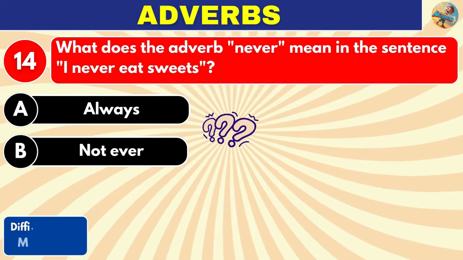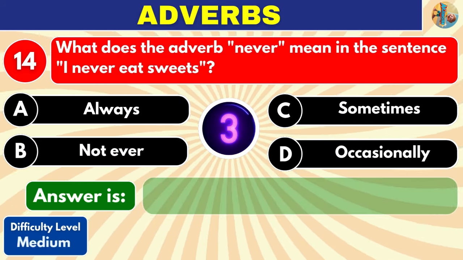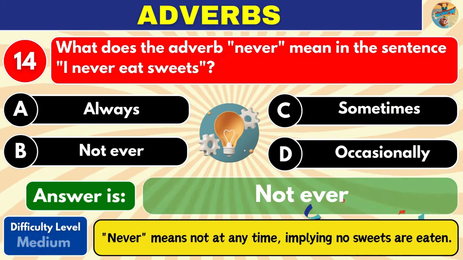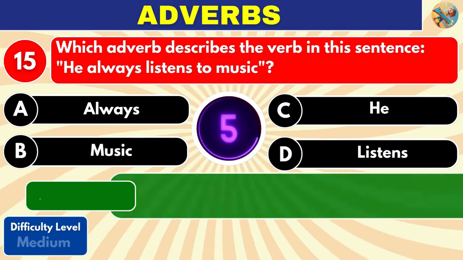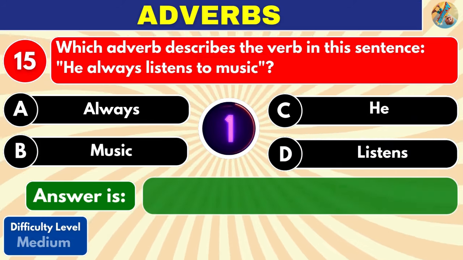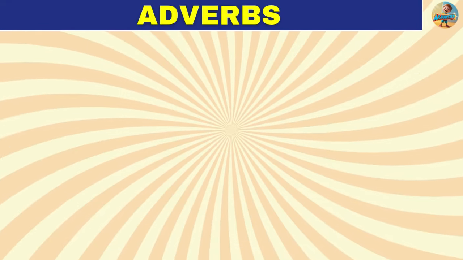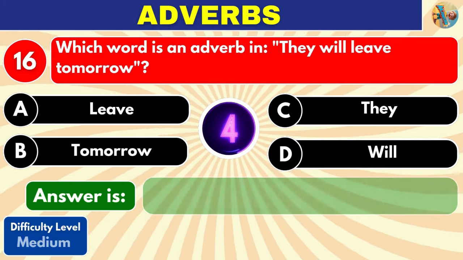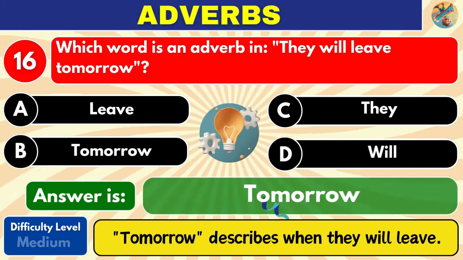Question 14 is what does the adverb never mean in the sentence, I never eat sweets? Answer 14 is not ever. Question 15 is which adverb describes the verb in this sentence? He always listens to music. Answer 15 is always. Question 16 is which word is an adverb in they will leave tomorrow? Answer 16 is tomorrow.